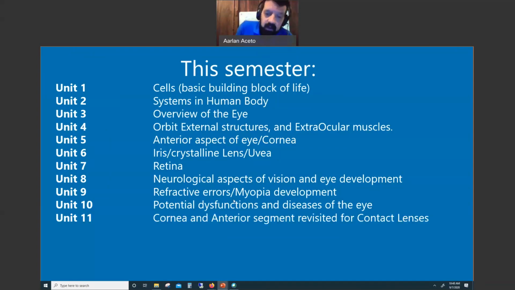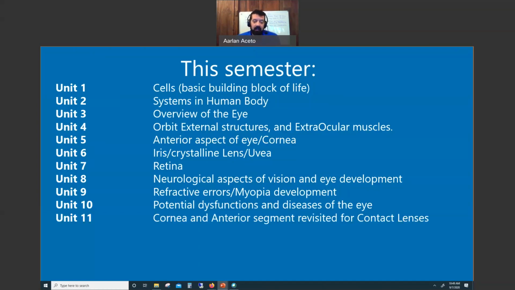And then the last one, right before we finish for the semester, we're just going to supercharge into the cornea and anterior segment, meaning this is what we're really going to focus on for the rest of the program afterwards. How do we fit contact lenses? What works, what doesn't? How do we prevent problems? How do we make sure everything's nice and healthy in the first place?